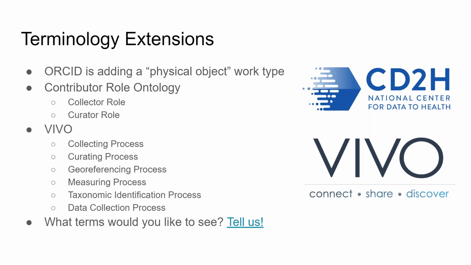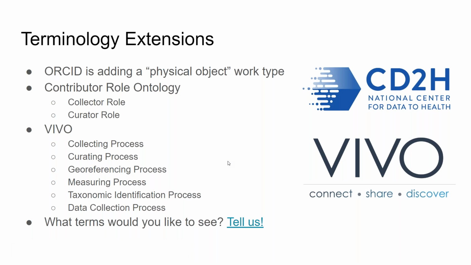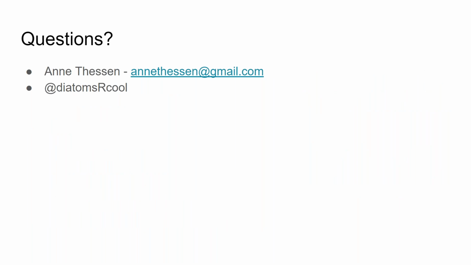We've also added terms to the contributor role ontology, which is a product of the CD2H, National Center for Data to Health. And we've added terms to VIVO. So VIVO is the ontology of activities that we would want to attribute, whereas the contributor role ontology are all the roles that we would want to use to assign to the different agents. And we are always collecting new terms. So if you have an activity or a role that you would like added to these ontologies, please go to that link and let us know. And so that's what we've been up to with our recommendations.